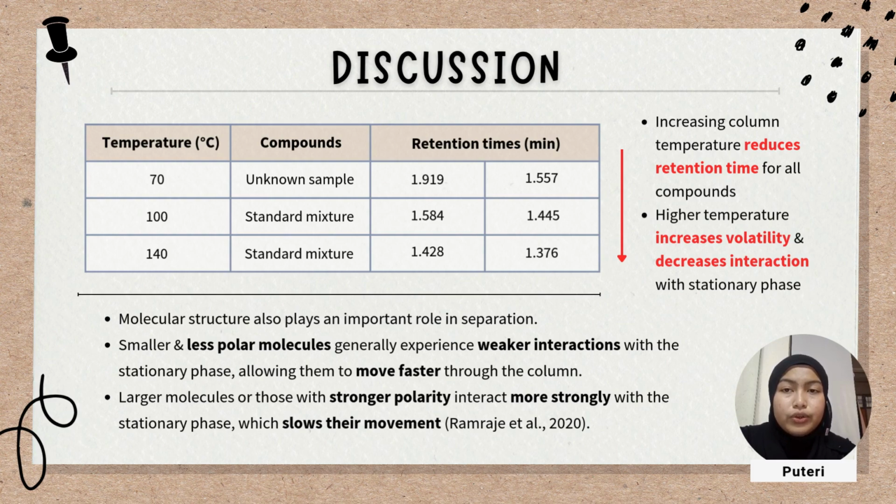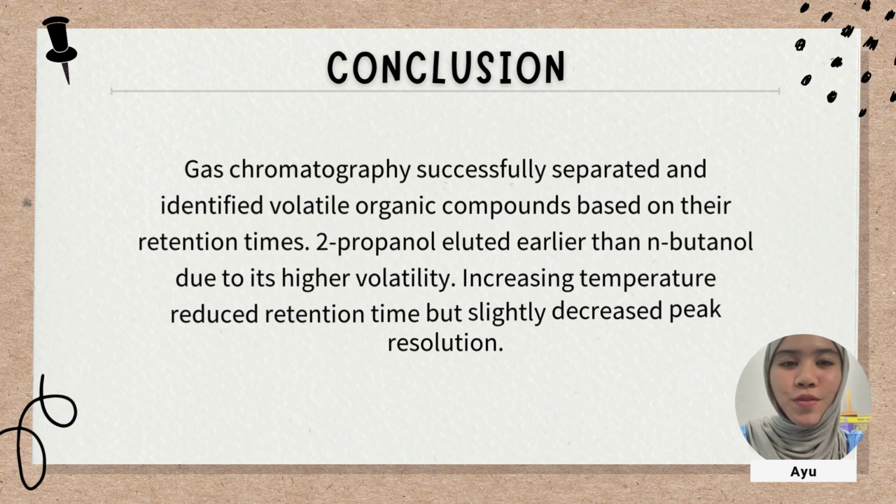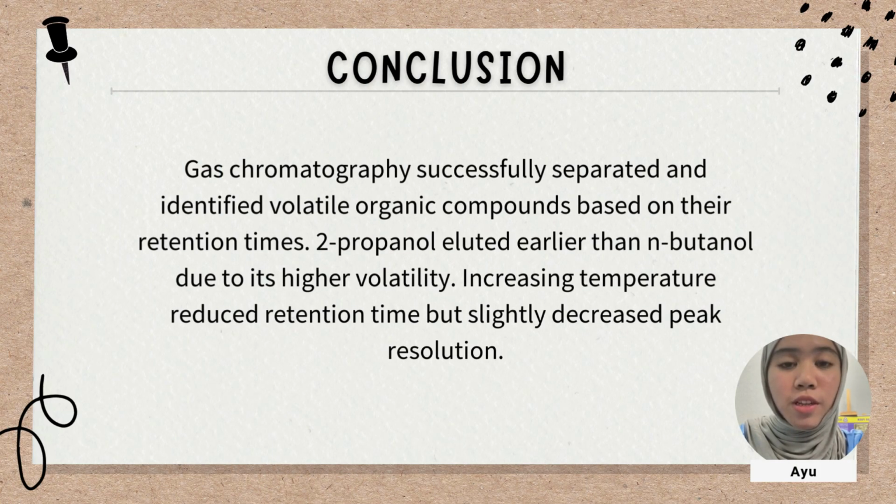Now, we move on to IU for the conclusion. Gas chromatography successfully separated and identified volatile organic compounds based on their retention times. 2-propanol elutes earlier than n-butanol due to its higher volatility. Increasing temperature reduced retention time, but slightly decreased peak resolution.